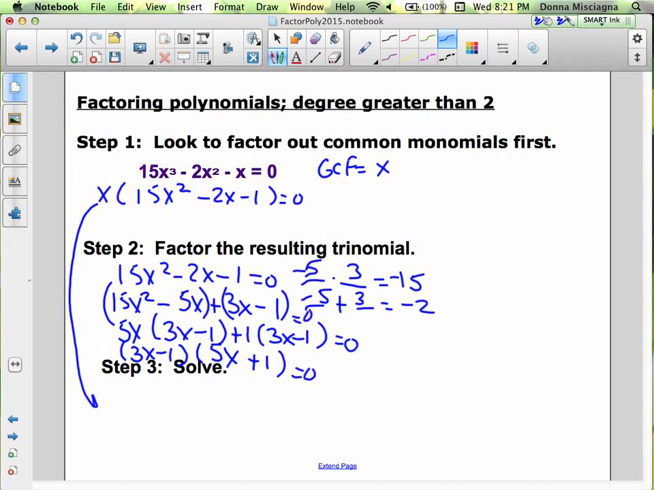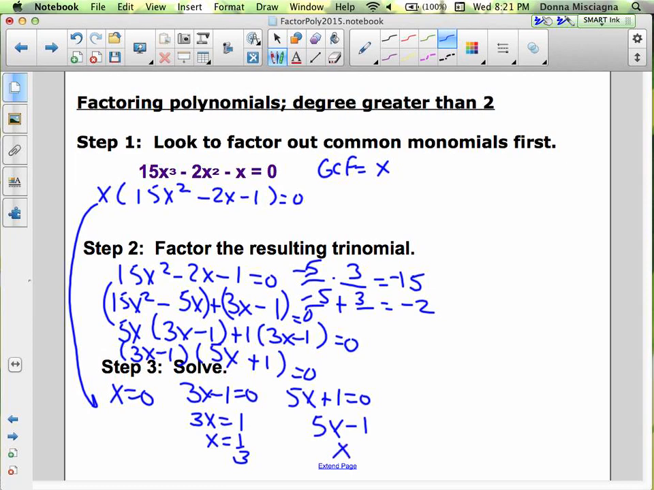So now let's just set our factors equal to 0. We've got x equals 0. We have 3x minus 1 equals 0. So now we would add 1. 3x is equal to 1. Divide by 3, x is 1/3. And 5x plus 1 equals 0. Subtract 1 from both sides. Divide by 5. x is equal to negative 1/5. And there we go. So we are degree 3, because it's an x cubed.